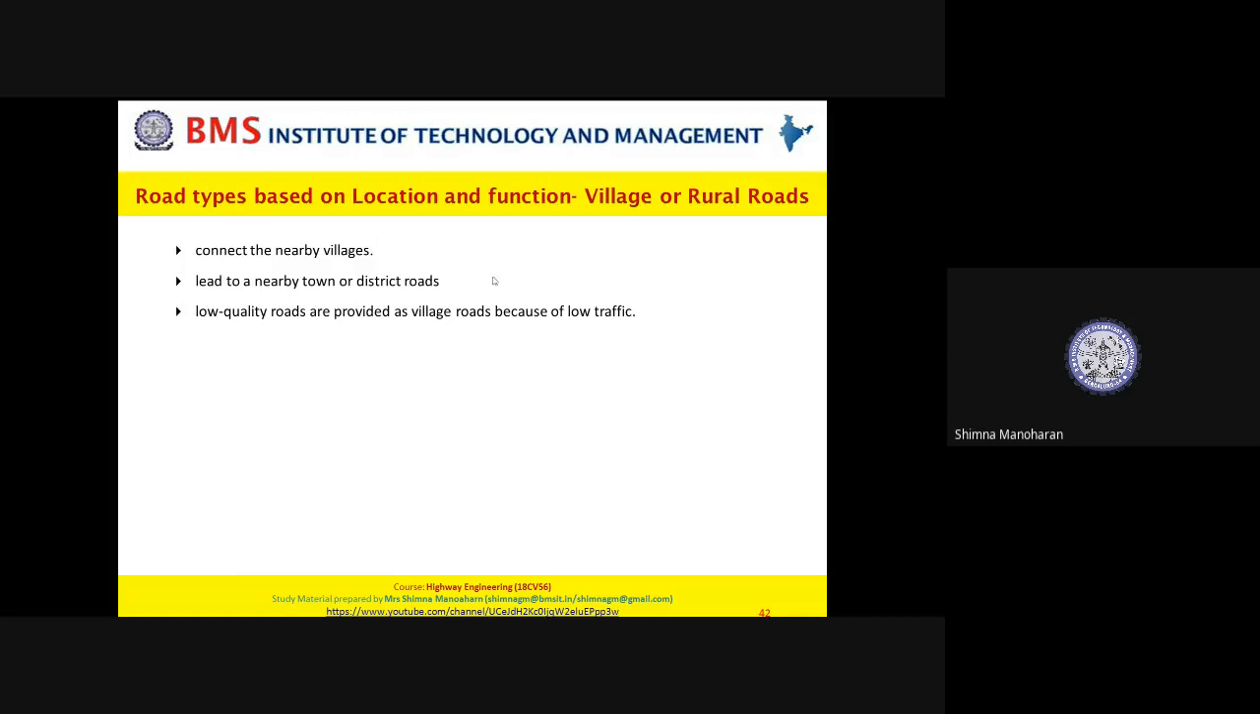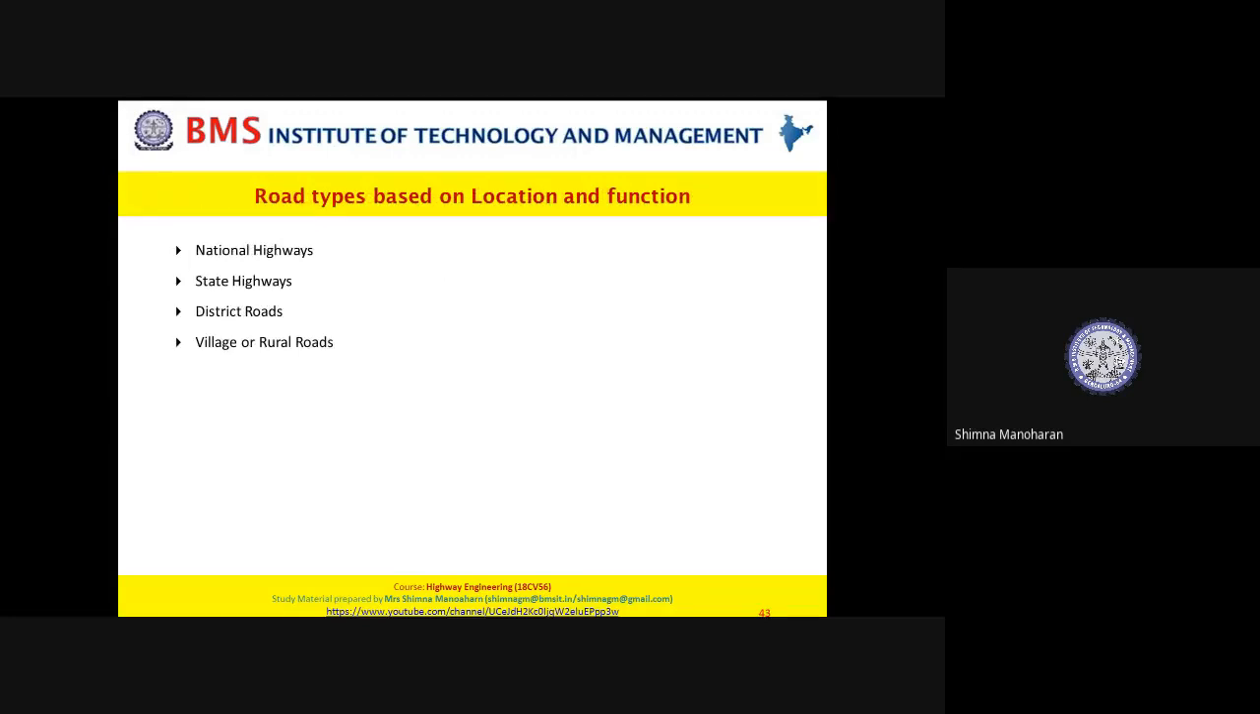Then finally, we have village or rural road. This connects the nearby villages, and this will lead to the district road, and low quality roads are provided. In the previous slides we have seen that gravel road or waterbound macadam are usually provided for village roads. Why? Because the traffic is comparatively less. So this is how the roads are classified based on location and function. You have national highway, state highway, district road, then village or rural road.